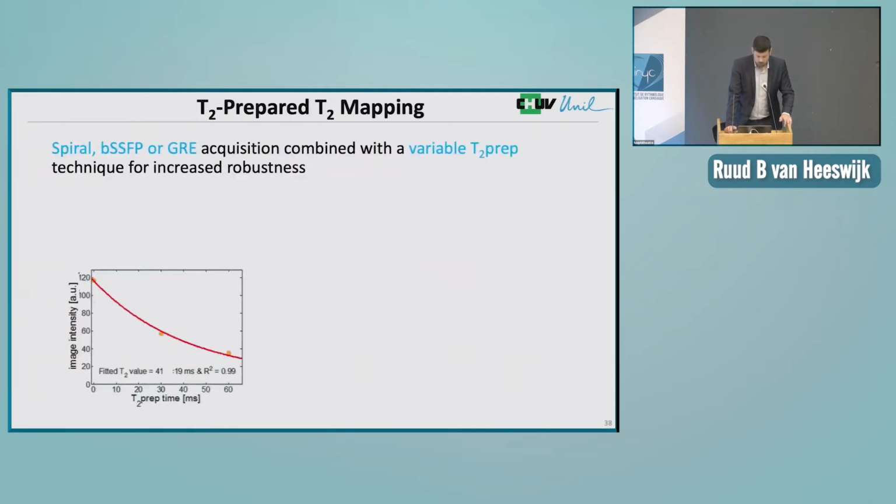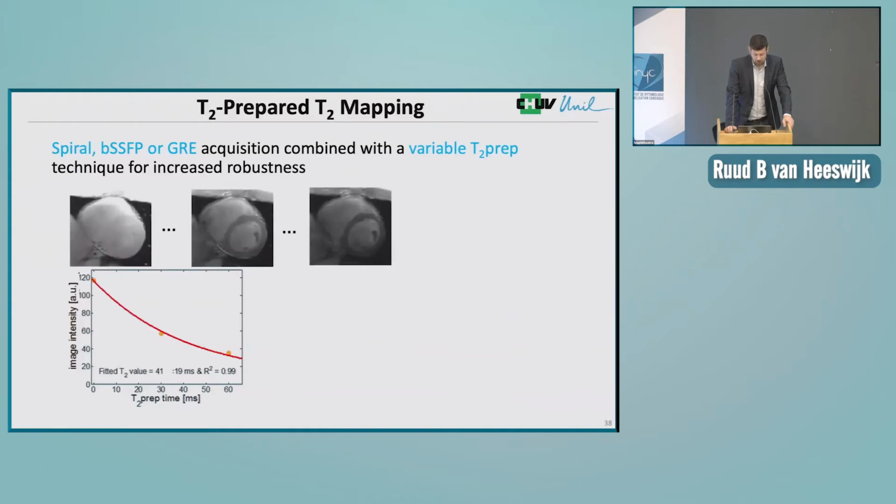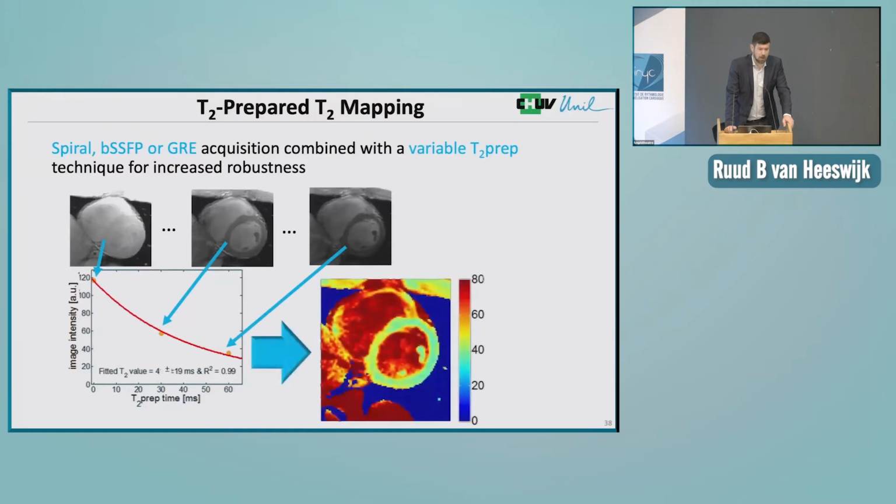Here's what I used to do, or still do actually, in the heart. You do some kind of robust imaging, so spiral imaging, bSSFP or GRE, and combine this with a variable T2 prep. So we have a very robust approach. We get just 3 images, we fit these 3 points, and we get a nice colored map out like this.